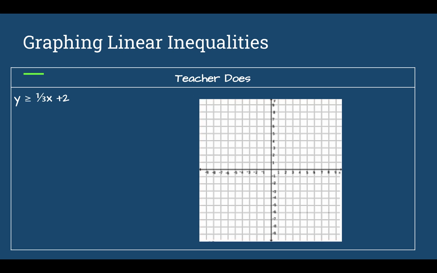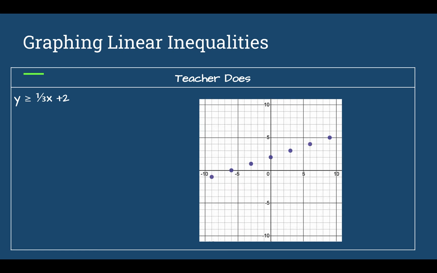Let's look at another example. So y is greater than or equal to 1/3 x plus 2. Again, I need to graph it as a line. So I start at plus 2, go up 1 over 3 each time. This time I have a greater than or equal to symbol, which means I would make it a solid line.